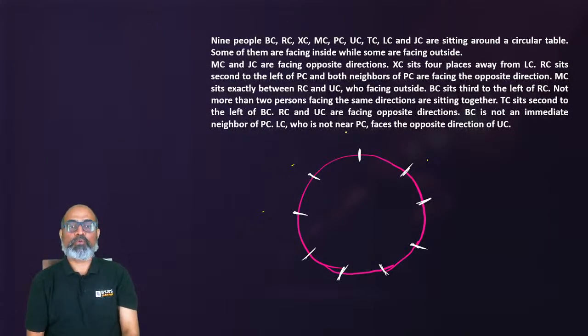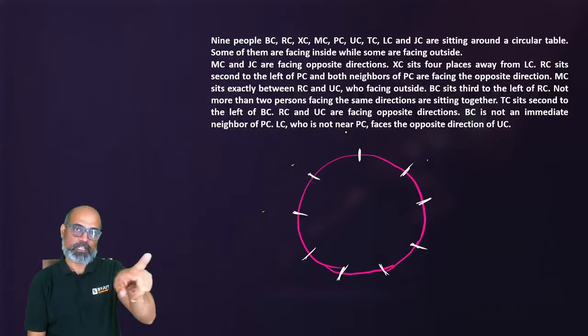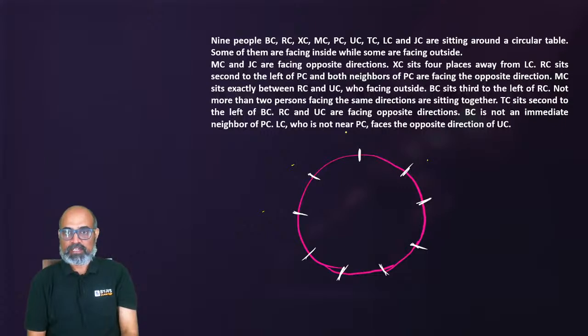Okay, not more than 2 people facing the same direction are sitting together. So a maximum of 2 consecutive people are allowed. T sits second to the left of B. R and U are facing opposite to each other. B is not an immediate neighbor of P. L, who is not near P, faces the opposite direction of U.